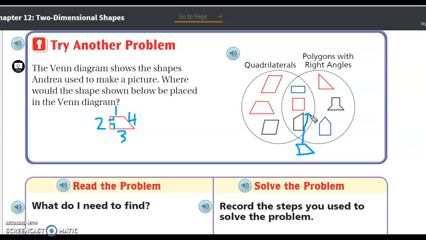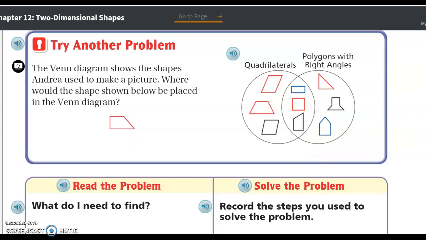All right? So this is what we're going to be doing today. Taking a shape and really thinking about its attributes. The length of its sides, the angles it may have, how many sides it may have. All right? And that's where we're going to be classifying some of those things today.